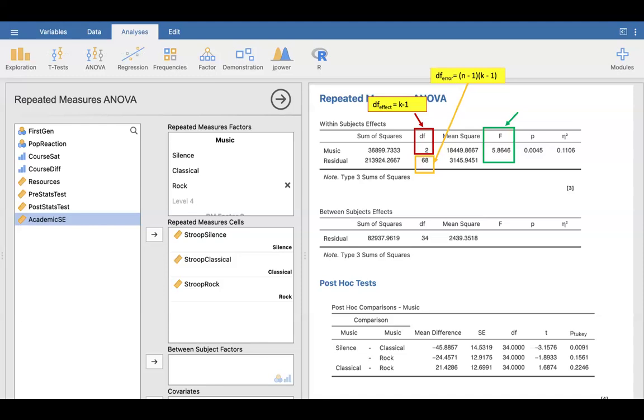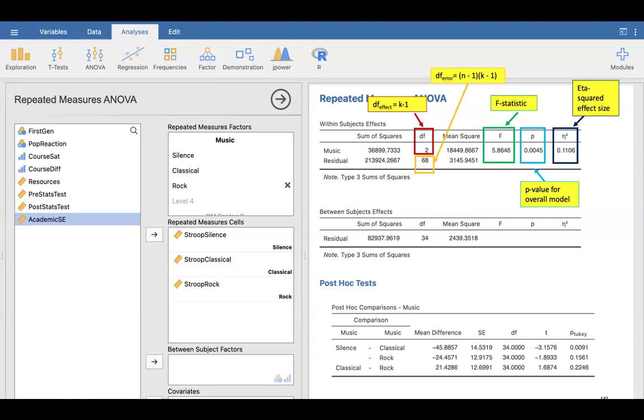The F value, the F statistic is 5.86. Our p-value for the overall model is 0.0045. And then our eta squared effect size is 0.11. So because this is statistically significant, because our p-value for the overall model is less than 0.05, we can now look at the post hoc tests.